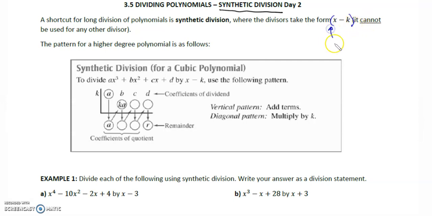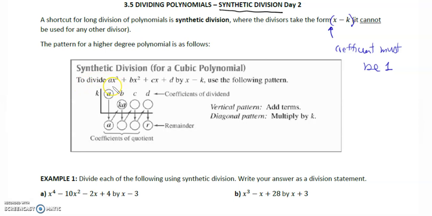Here the coefficient must be 1 when it's written in this form. The pattern for a higher degree polynomial is as follows. Okay, so here's the pattern.